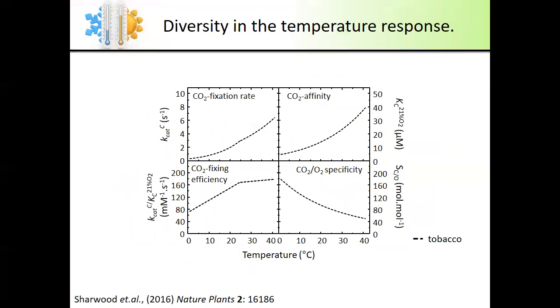So these are the kinetic properties for tobacco Rubisco over a different temperature range, between 0 and 37 degrees Celsius. And you can see that kcat goes up with temperature. The affinity for CO2 reduces with temperature, that is, the Kc goes up. And we see that the carboxylation efficiency increases with increasing temperature. It starts to hit a plateau above 25 degrees. And the selectivity for CO2 over O2 actually decreases with temperature. So therefore, it becomes more of an oxygenase enzyme the higher the temperature.